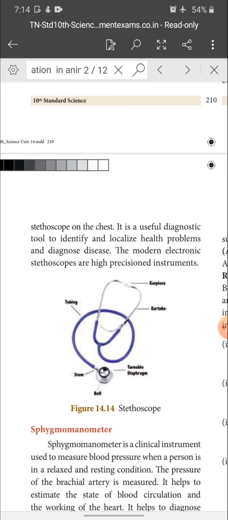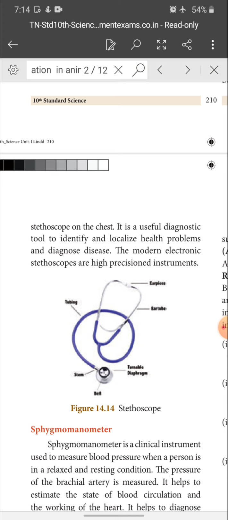So the instrument which is used to measure the blood pressure is called a sphygmomanometer, right? Sphygmomanometer is also a clinical instrument. Like that, many clinical instruments are nowadays used in the hospital. Sphygmomanometer is a clinical instrument used to measure blood pressure when a person is in a relaxed and resting condition. So please note down the point, children.